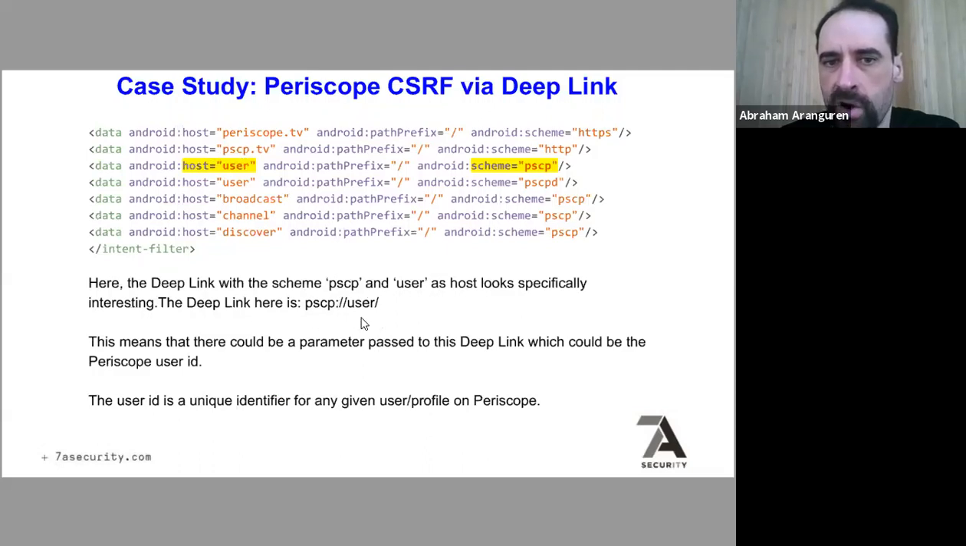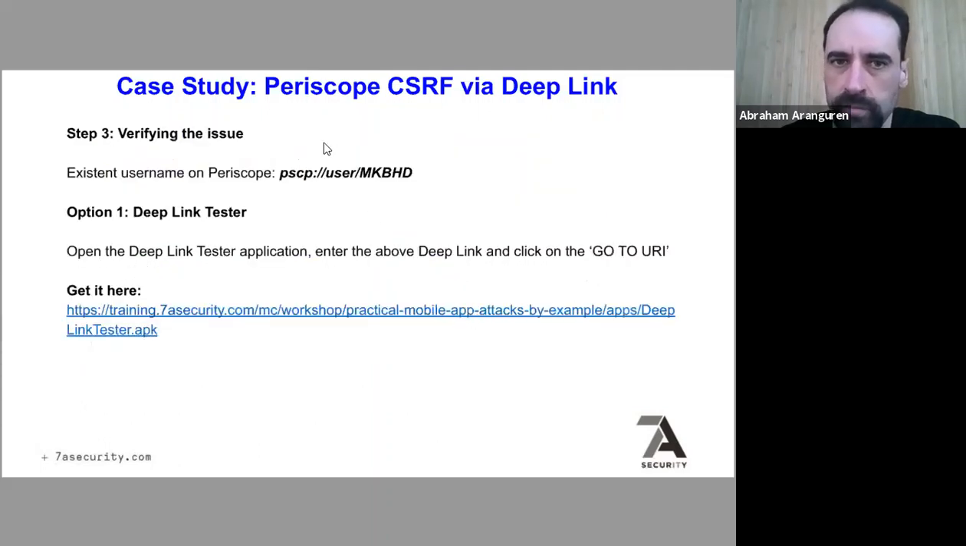So now we need to figure out, okay, if we have a deep link like this, then what can we add after that, right? If we have pscp://user and then this user, then this will open the profile of this user. So we are going to see multiple ways to attack this, right? For this, one possible way would be to use deep link testers. This is an application. You can also download it from the training portal. So just click from the slides and this will download just fine while you're logged in.